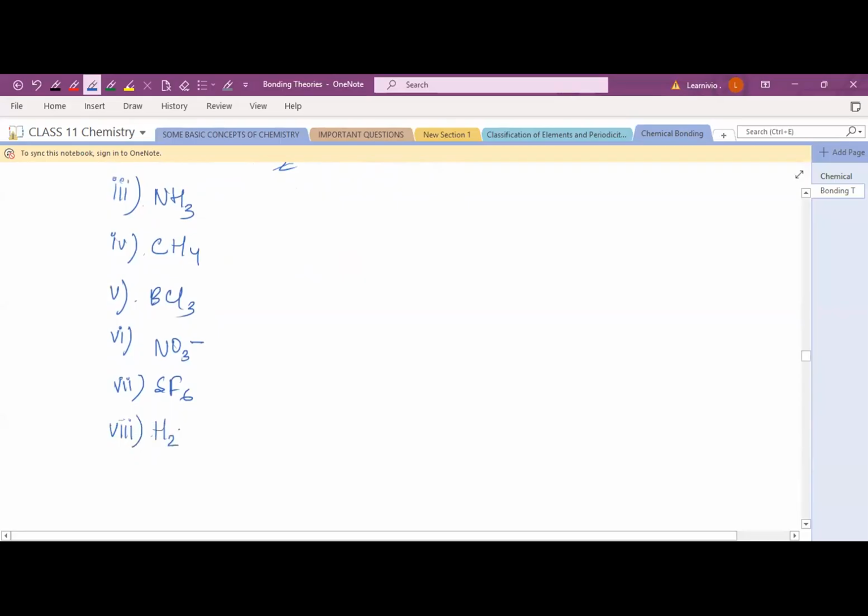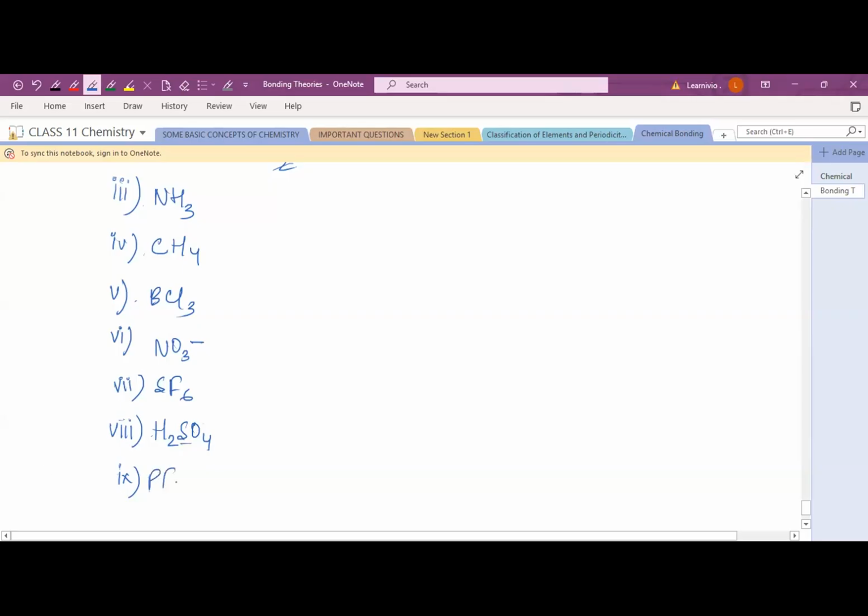Next is H2SO4. And when there are 3 atoms, suppose hydrogen is there, sulfur is there, and oxygen is there, right? You have to carefully decide the central atom. It's very easy. Between the hydrogen and oxygen, oxygen is more electronegative, right? And hydrogen just acts as a surrounding atom. So obviously the sulfur is the central atom.